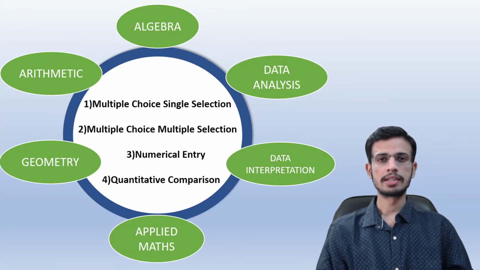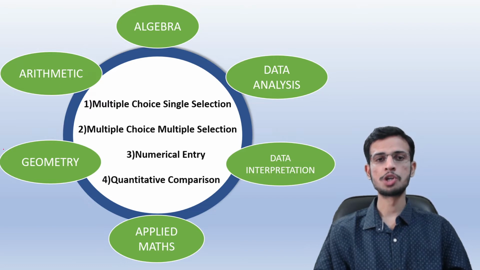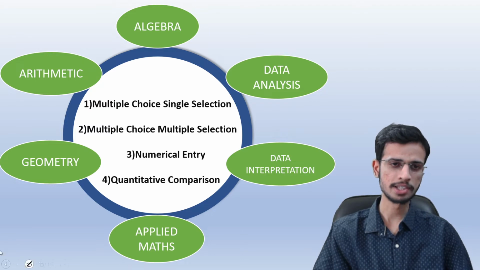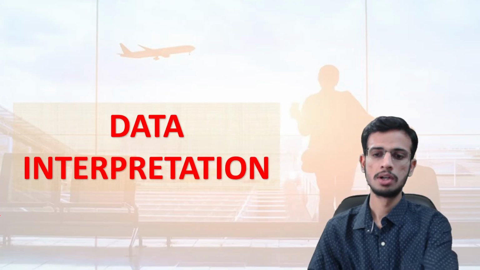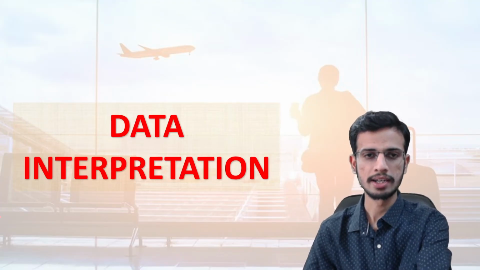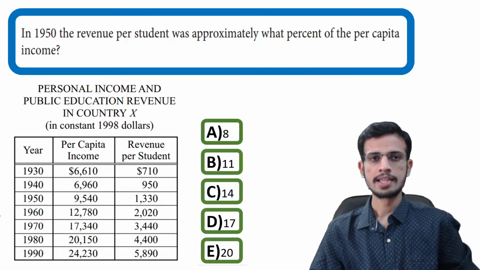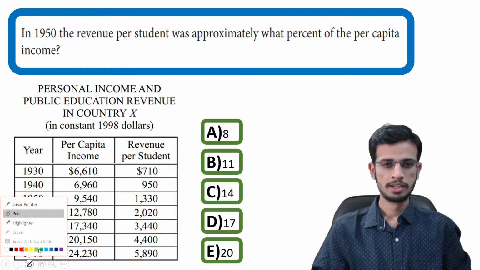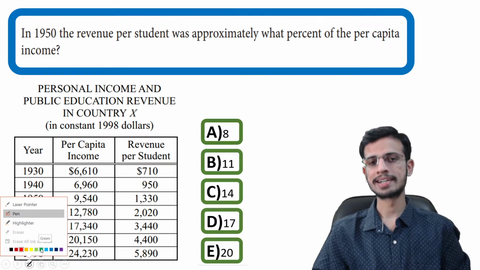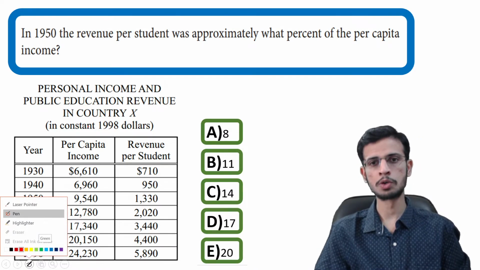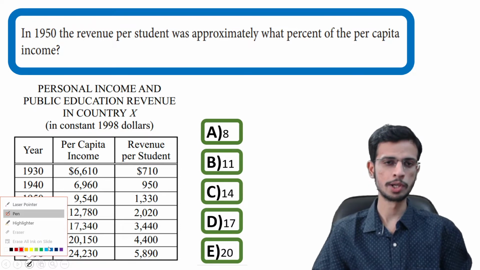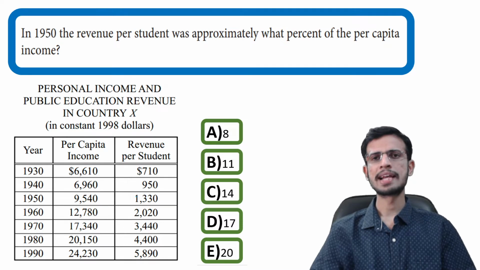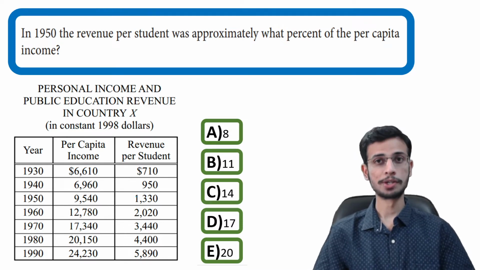Right, so we have covered algebra portion, arithmetic portion, geometry portion, applied math portion, and now we are covering data interpretation portion. So let us start with this topic, and here is our very first question of this video. So first we'll go through the given data, then we'll read the question, then we'll go through the options, and then we'll solve the question. So one table is given to us, there might be any graph, right? So depending on the question.